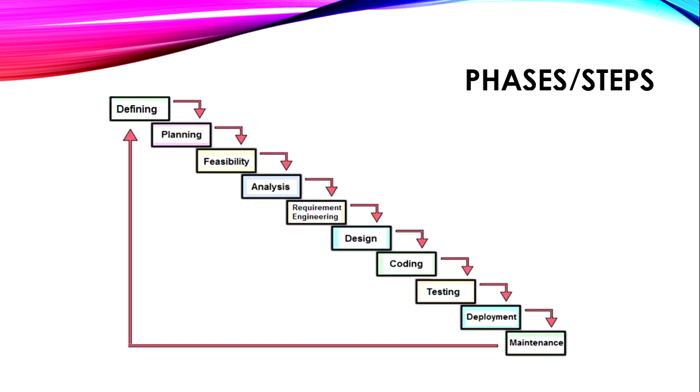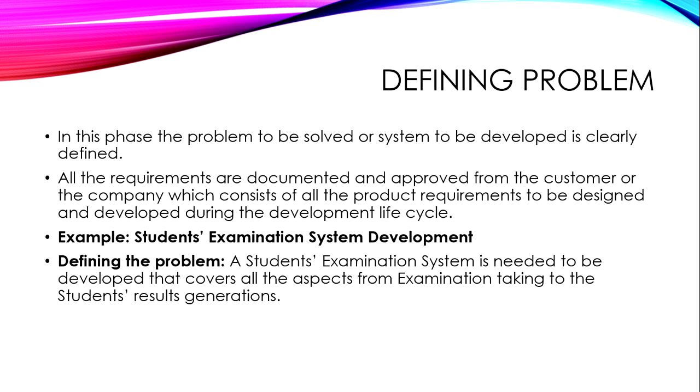First of all, we will discuss defining the problem. In this phase, the problem to be solved or system to be developed is clearly defined. All the requirements are documented and approved from the customer or the company, which consist of all the products requirements to be designed and developed during the development of life cycle.